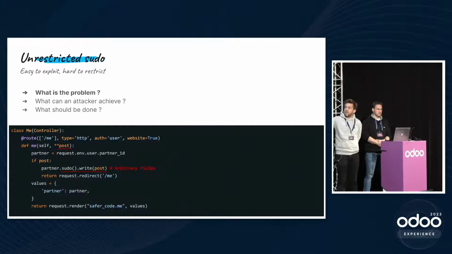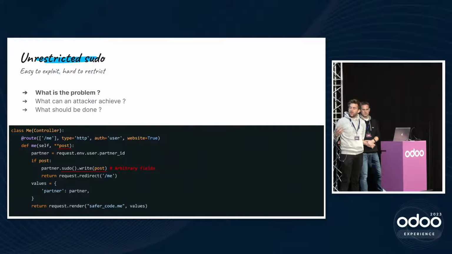You can see that it's a controller where you can pass a dictionary through the post parameter, and then it's passed directly into the write as sudo. So it means that any user could use this to write anything he wants on his own partner, any field he wants, and this is not something we want. The controller was meant for the profile page, where a user can change his email, his name, etc. But if he reads the code, he can pass anything he wants in addition to just the email and name.